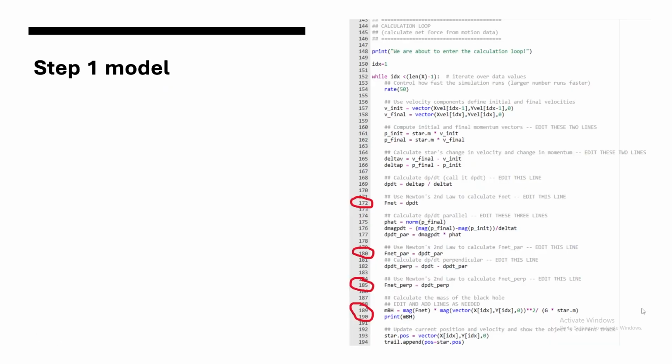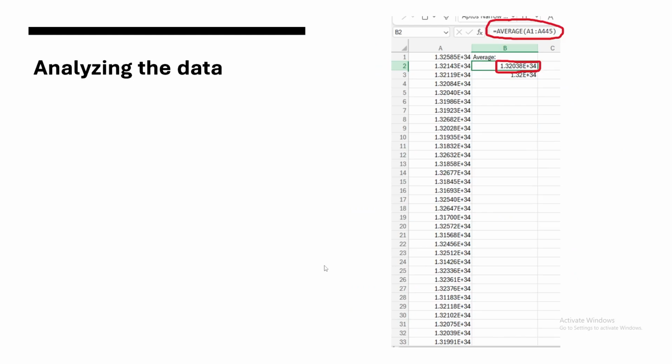So as you can see, for each time step, we calculate the net force and then the parallel and perpendicular components. Then, by using the gravitational force equation, we find a calculated mass for the black hole for each time step. Then, we want to take all of the calculated masses of the black holes for each time step, and then take the average of them to find a more accurate approximation for the mass of the black hole, which is this number circled in red right here in kilograms.